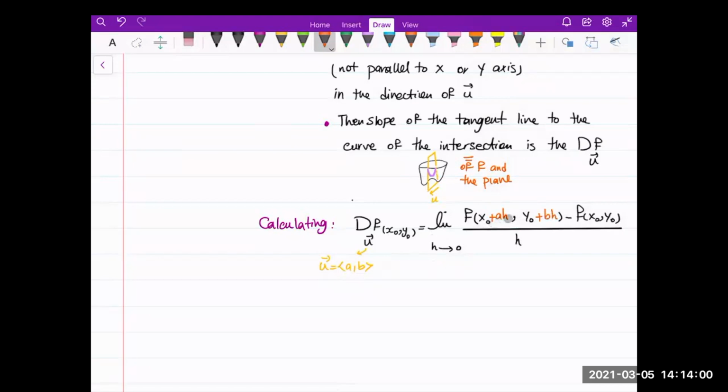So you see a little change. If at the point x naught and y naught the function is here, and then, for example, u is something like that, we would like to change just a little bit. So x is changing, as you see, plus ah, and y is changing, plus bh, where u is a and b. Okay, so does this look familiar?